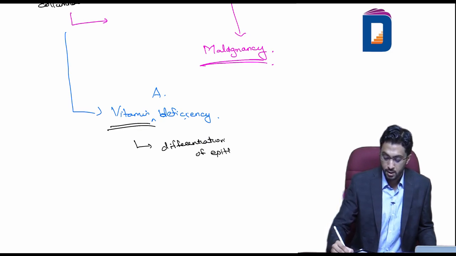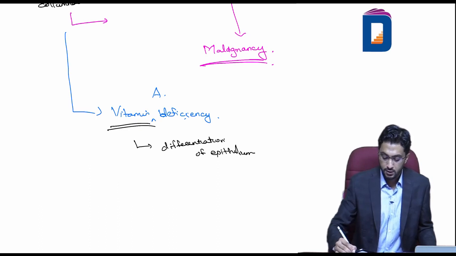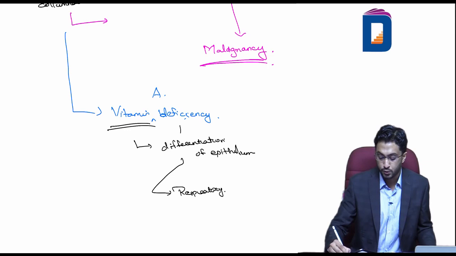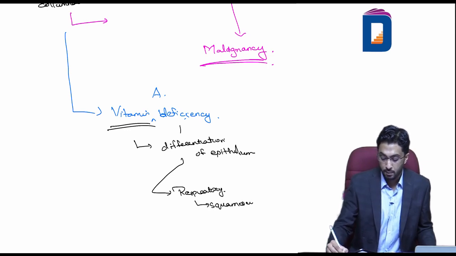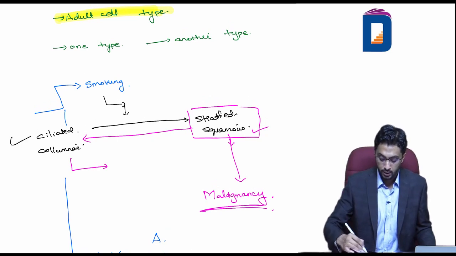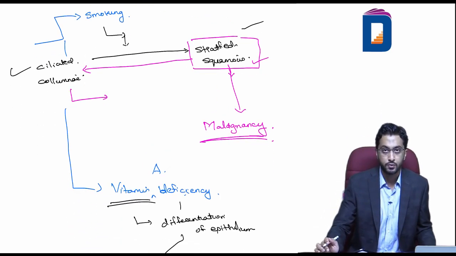Differentiation of epithelium. Now, if there is deficiency of this particular vitamin, you'll see that again the respiratory epithelium and other epithelium show squamous metaplasia. If there is vitamin deficiency, there is squamous metaplasia. The same thing we saw here: the ciliated columnar becomes stratified squamous.